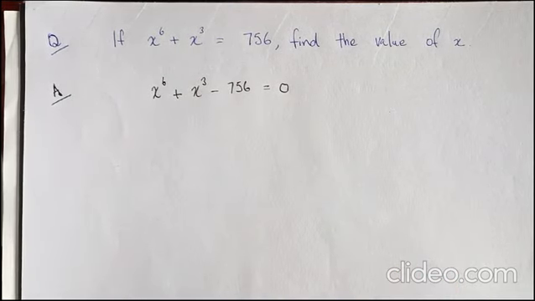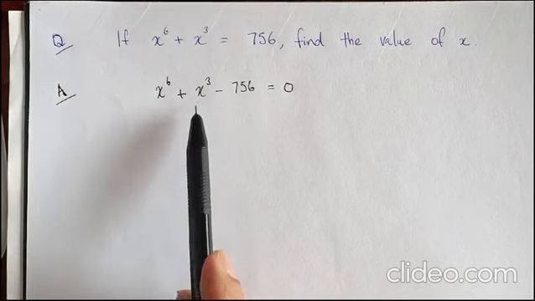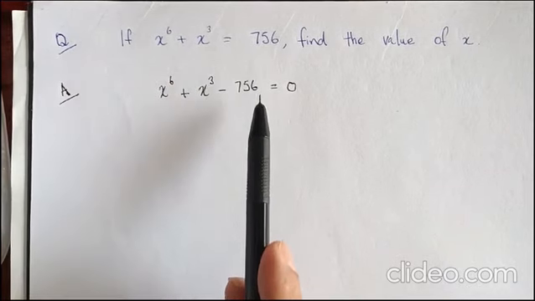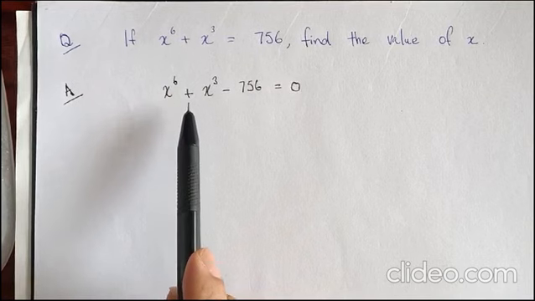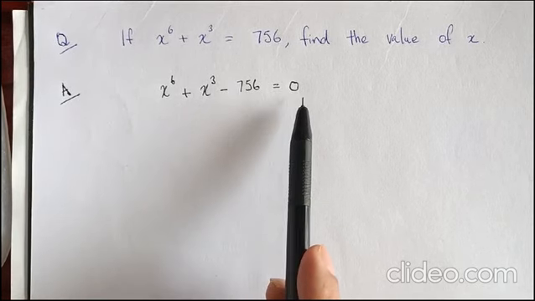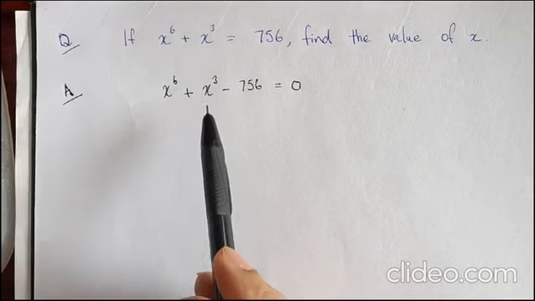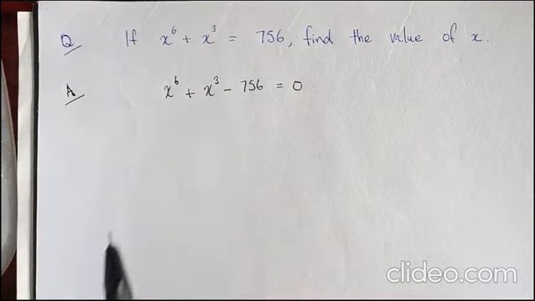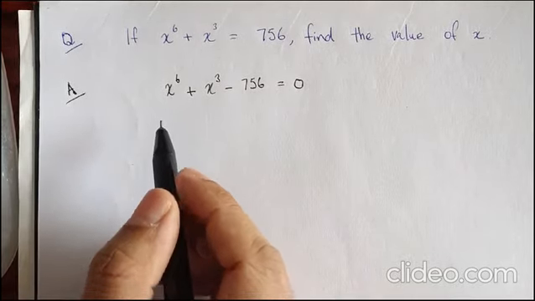Right? So the first step in this problem is something which I have outlined here already. You just bring the 756 to the left hand side. So that becomes x to the power of 6 plus x to the power of 3 minus 756 equals 0. Now this is a very difficult problem to solve if we attempt to solve it using x to the power of 6. So what do we do here?